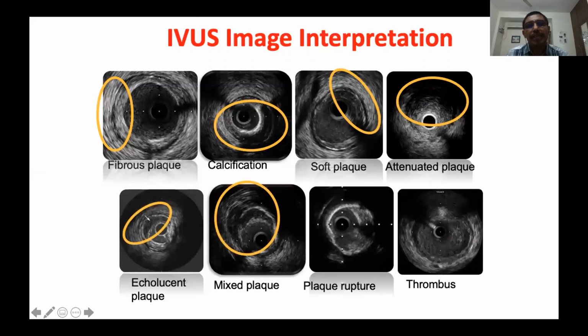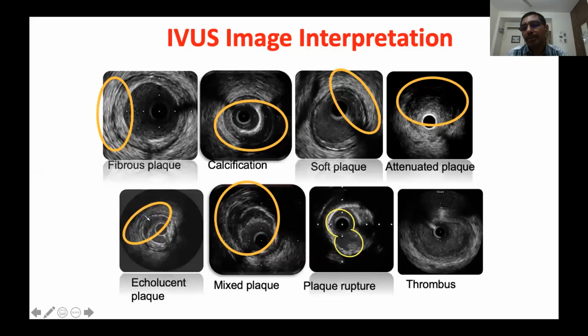And what you see here is a typical example of plaque rupture. So what is plaque rupture? Plaque rupture is nothing but an intraplaque cavity with communication to the lumen. So this is your lumen, and this is your plaque, and this is your cavity inside the plaque, and this is your fibrous cap remnants. And you can see a small thrombus sitting inside. So this is a typical appearance of a ruptured plaque resulting in ACS.